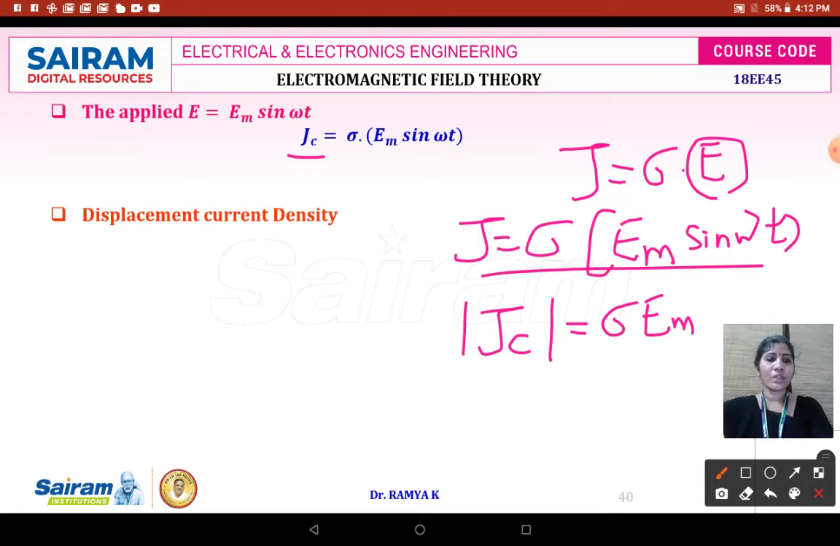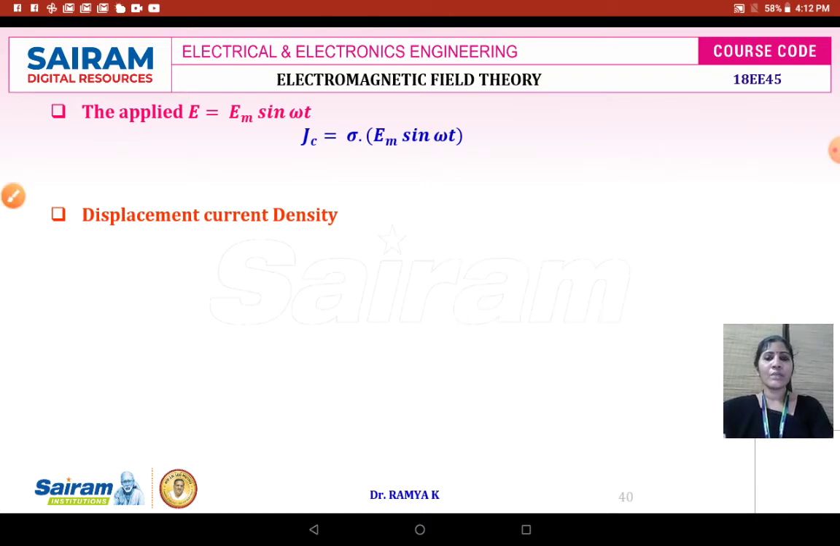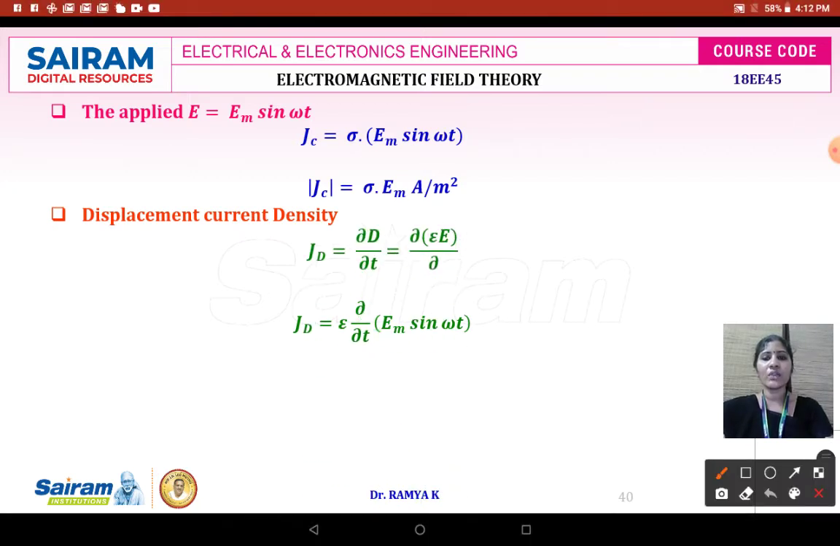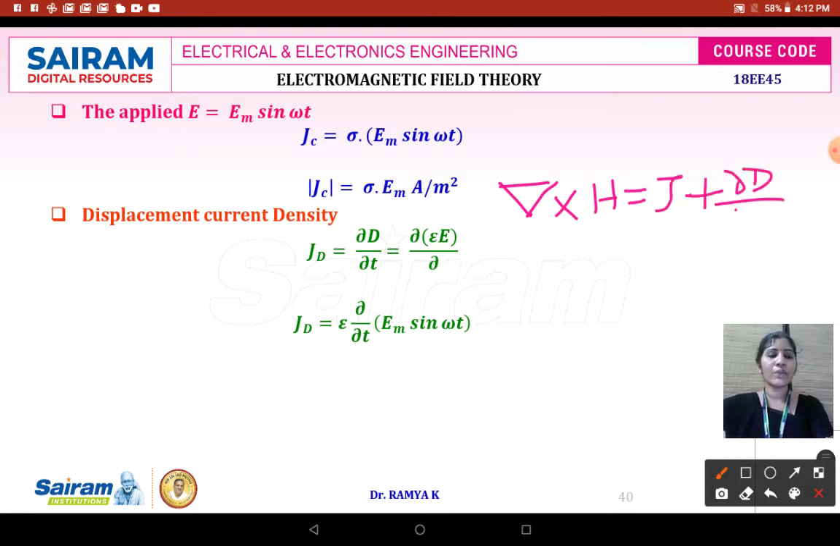It is the magnitude. In a similar manner, if you write the displacement current density, J is equal to dou D divided by dou t. Because from the modified form of Ampere's law, we know that curl H is equal to J plus dou D divided by dou t. J is your conduction current density, dou D by dou t is your displacement current density. So the displacement current density JD is nothing but dou D divided by dou t.